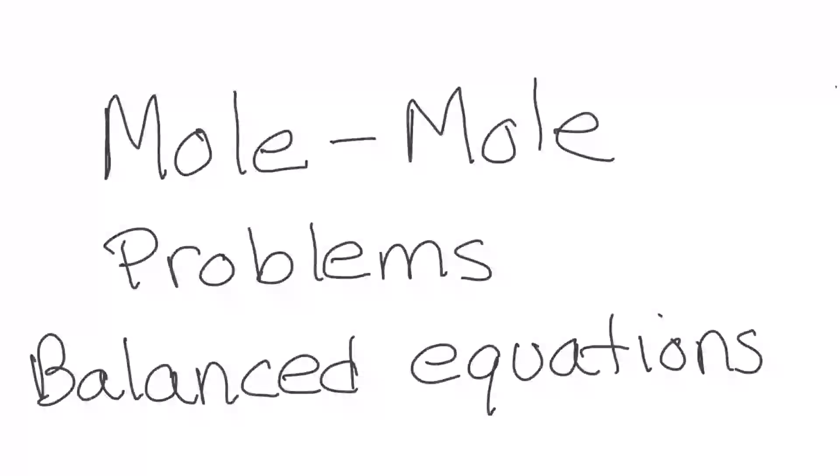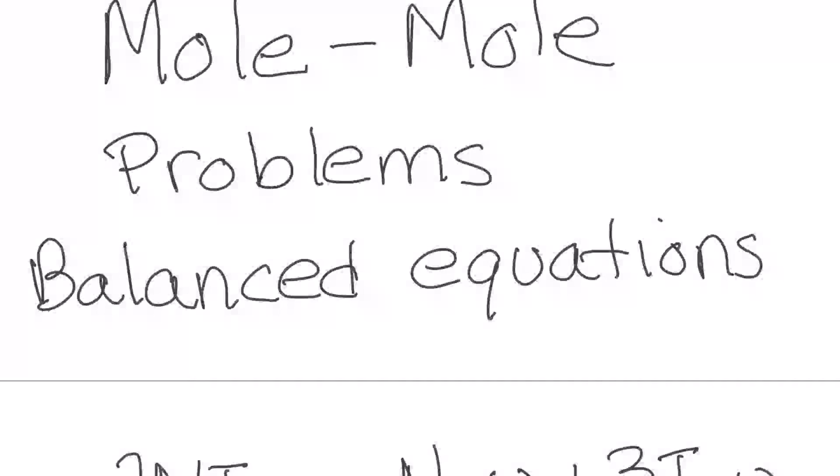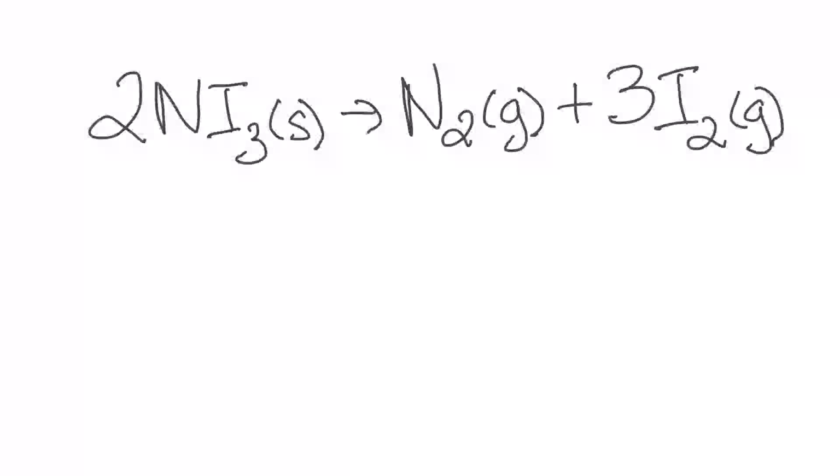Today's lesson is on mole-mole problems, and we're going to use our balanced equations to do this. So remember in class, I'm sure you don't forget, that we exploded the nitrogen triiodide. And here's the equation for nitrogen triiodide exploding, and it makes nitrogen gas and iodine gas. And here's the balanced equation. You can see that we have 2 nitrogens on both sides, 6 iodines on both sides.